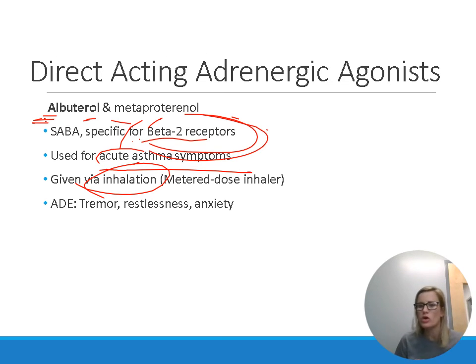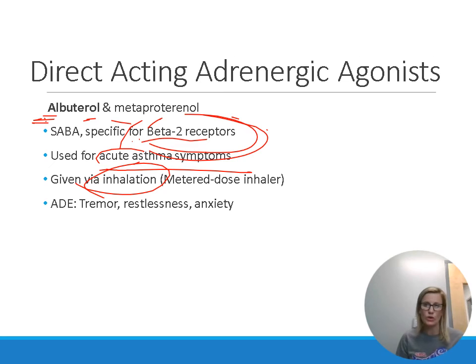Note, there's also a drug called terbutaline. Terbutaline used to be a short-acting beta agonist, but it's not available in the US via inhalation anymore. Injectable terbutaline is used as a uterine relaxant to prevent premature labor. So terbutaline injectable causes uterine relaxation to prevent premature labor. That can only be used for 72 hours though. But we no longer have terbutaline available in the US via inhalation, so just albuterol.